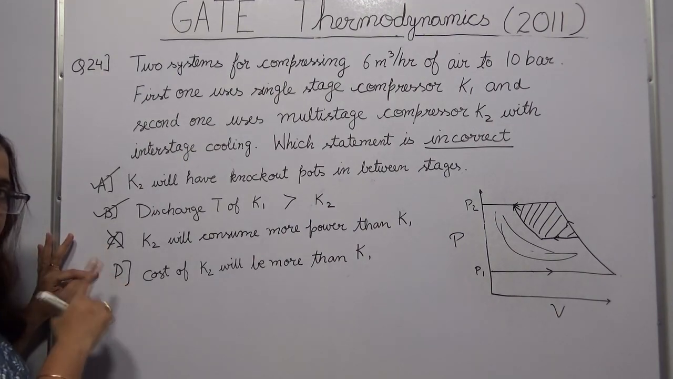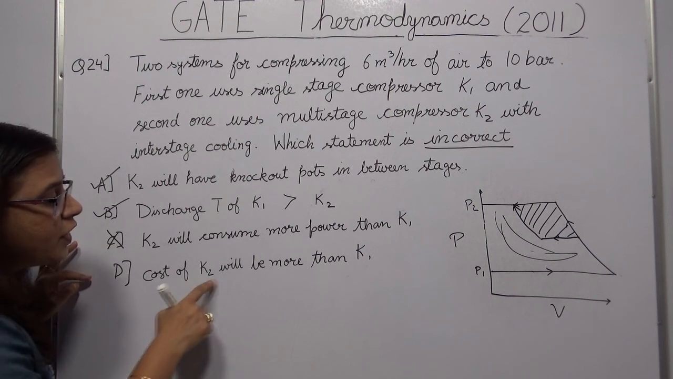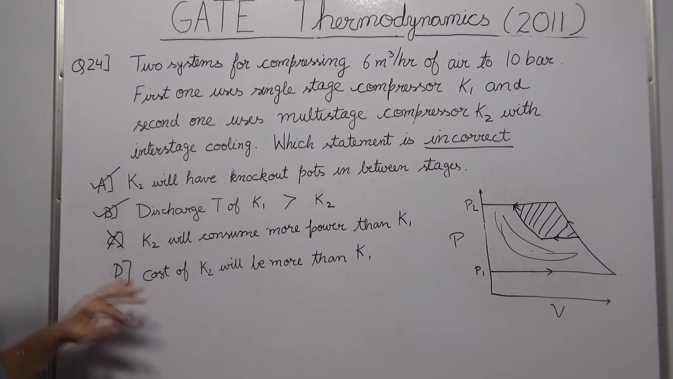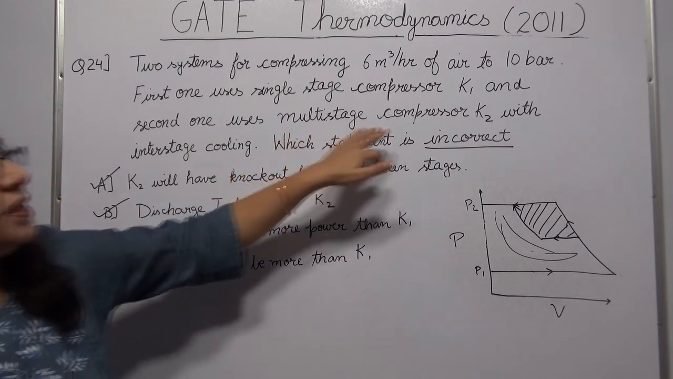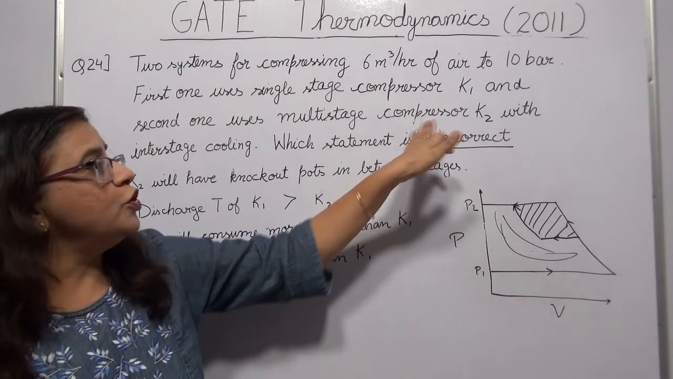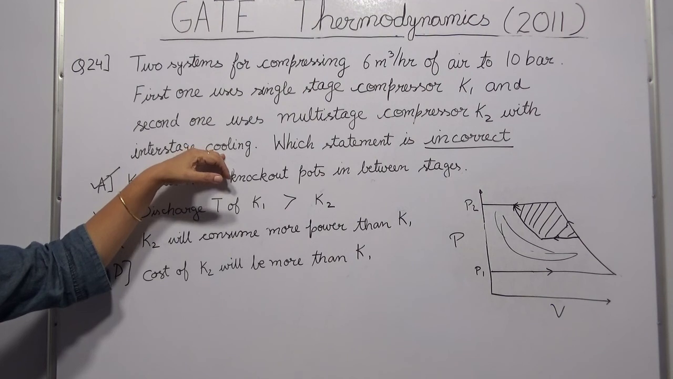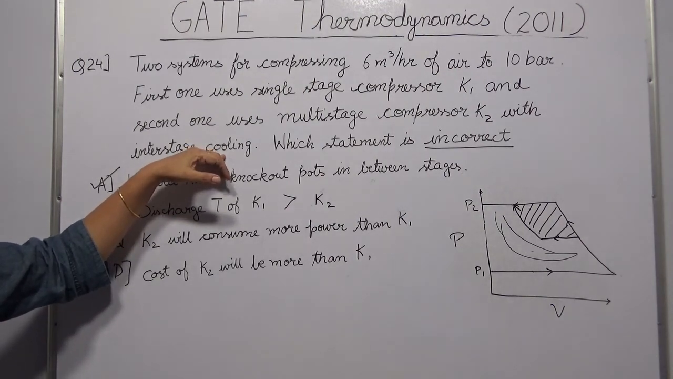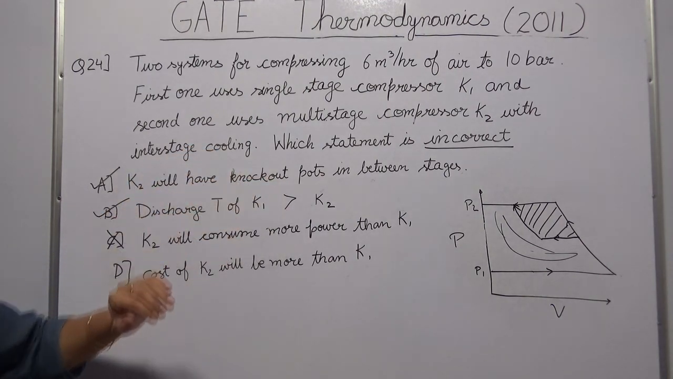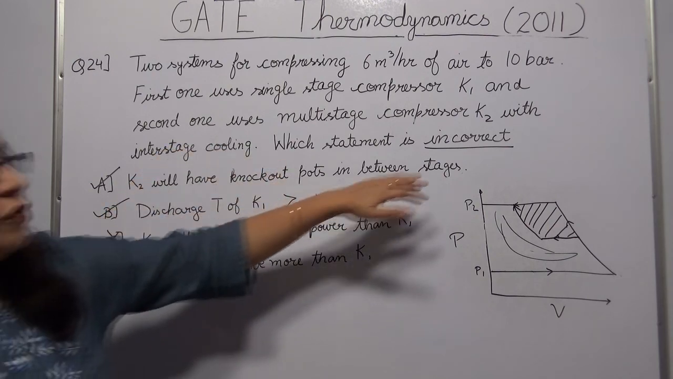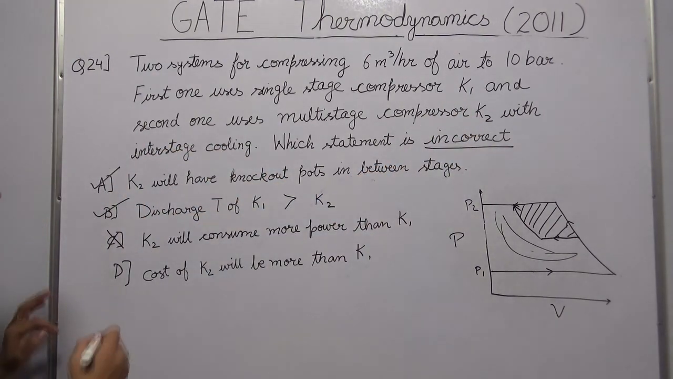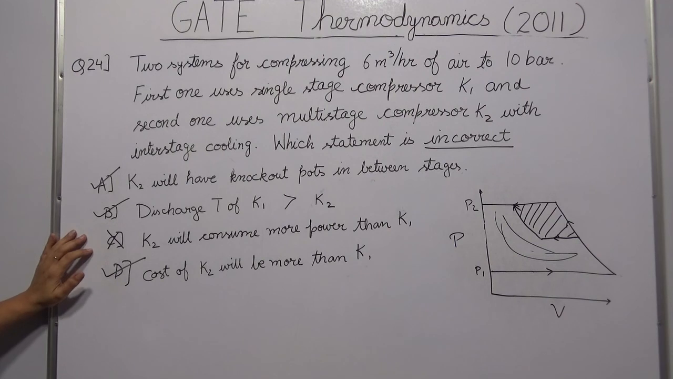Let's see quickly the remaining statement. Cost of K2 will be more than K1. Of course, K2 is a multi-stage compressor, so you have more than one unit first of all. Then you have interstage cooling, so you have to provide heat exchangers and knockout pots in between. So that will increase the cost of your K2. So this statement is also correct. Out of these four statements, your option C is wrong.